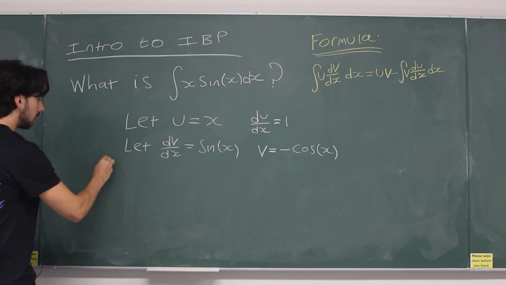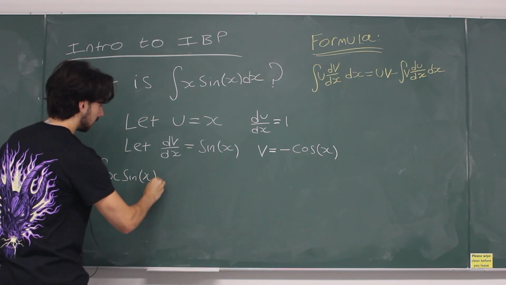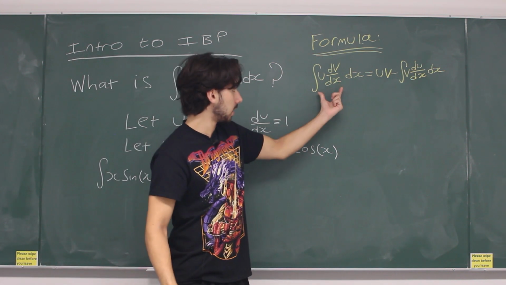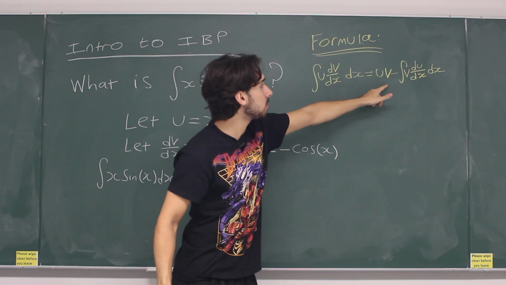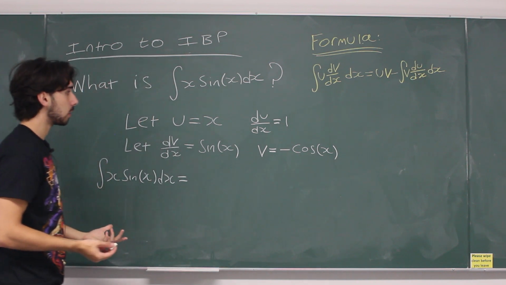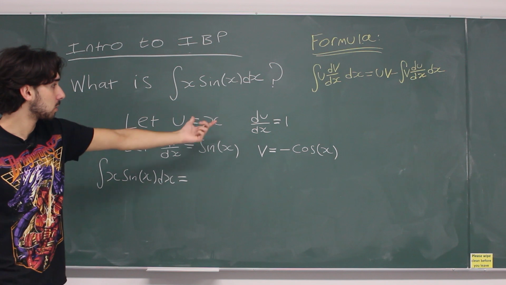So the integral of x times sine x with respect to x is just going to be u times v minus the integral of v times du dx. So what is u and what is v? Well, u is x and v is minus cos x. So I'm going to multiply those together.